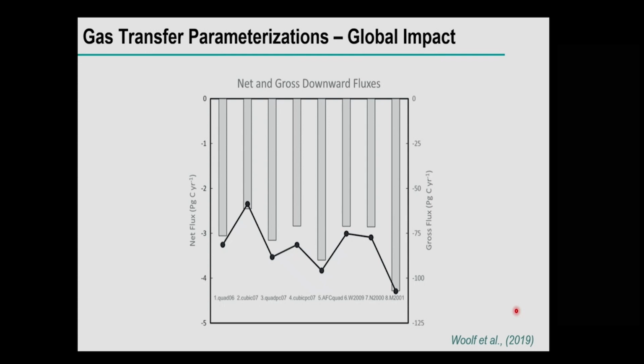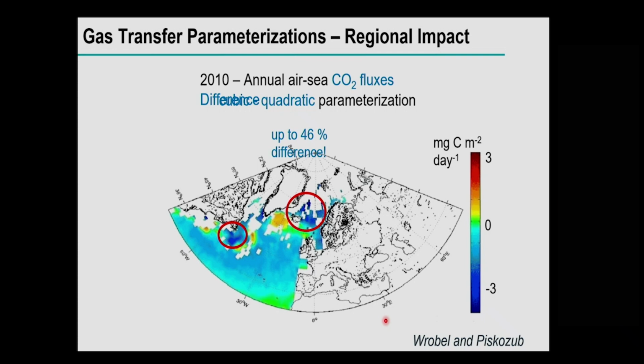Maybe more parameterizations have been proposed, and this is a review by Wanninkhof in 2019 that shows again the huge variation of the net flux and the gross flux estimates depending on these parameterizations that we depict. These are all wind speed only parameterizations. Just to illustrate this, again, sorry for the formatting.